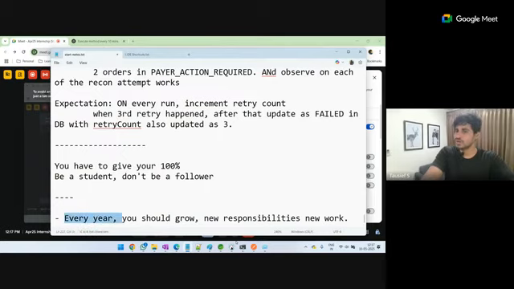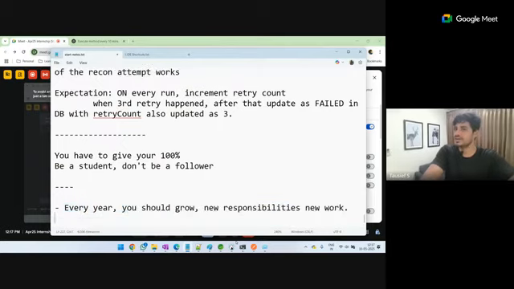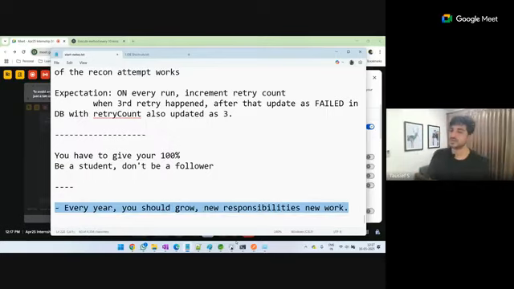Every year, you should grow, take new responsibilities, new work. Don't say my manager is not doing it for me. No, you have to create it. You have to push them. I did everything. I want some more challenges also. Can you give me more responsibility? I will do this also, I will do that also. That way, you will push yourself. So this is one big thumb rule: every year, more growth should happen, work-wise.